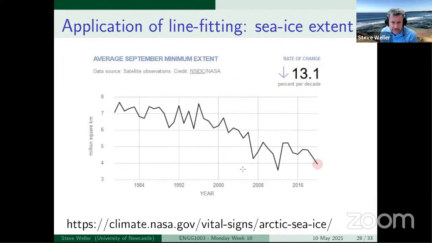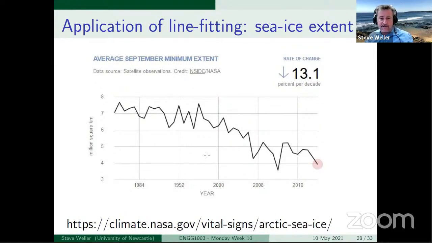Now, visually, you can see a bit of a downward trend there. If you go back to 1979, there was almost 8 million square kilometers of ice in September. In the year 2020, it was down to a little less than 4 million square kilometers. And so due to the effects of global warming, the Arctic sea ice extent is falling at a rate of about 13% per decade.